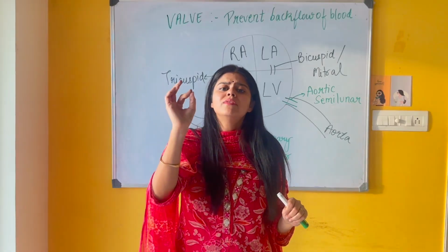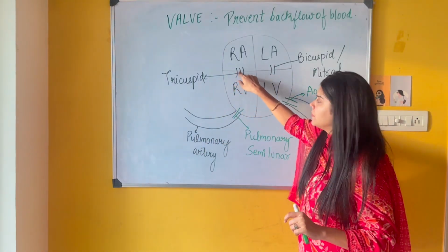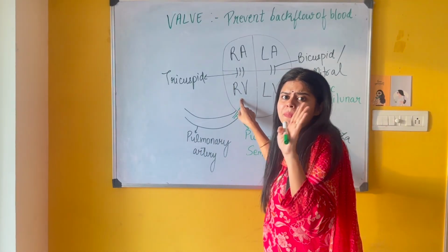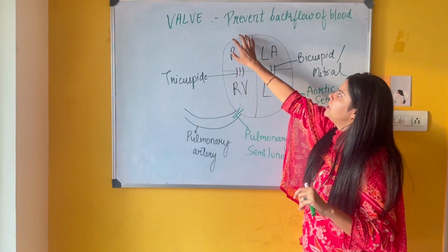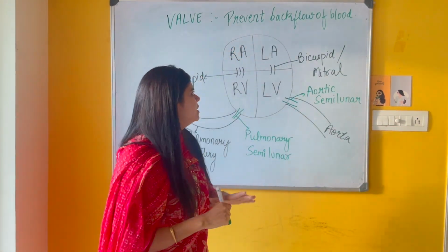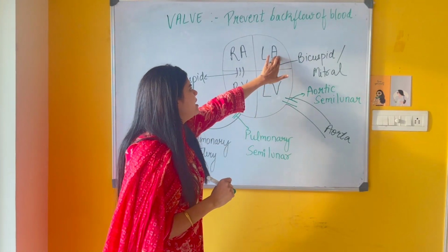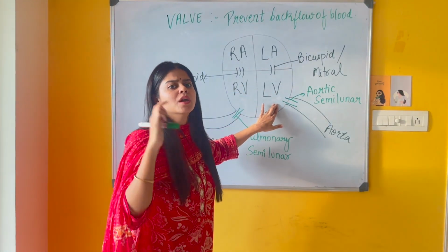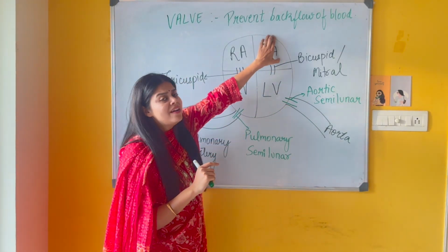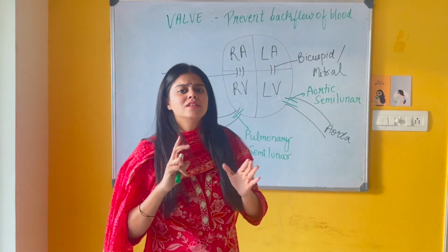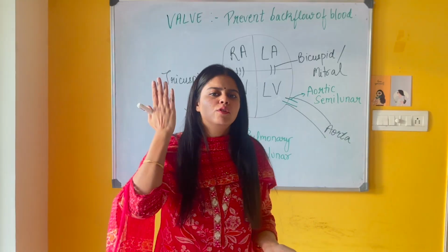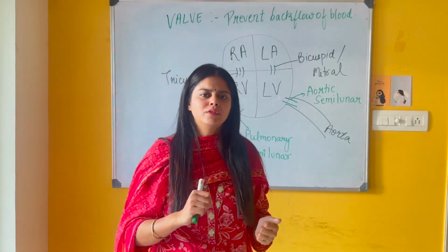So what is the location of tricuspid? At the aperture between right auricle and right ventricle. What is the function? It prevents backflow of the blood from right ventricle to right auricle. Similarly, bicuspid. What is the location for bicuspid? At the aperture between left auricle and left ventricle. What is the function? Prevent backflow of the blood from left ventricle to left auricle. You have to memorize the location of all these four valves along with their function, which is the same. It prevents backflow of the blood from where to where. This you have to write in your answer.